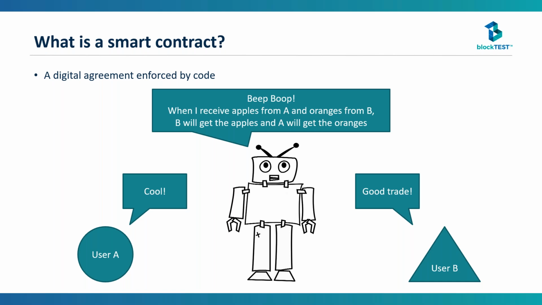And you don't have to risk that the middleman, or the code in this case, runs away with all your goods. And here you can see the robot says, when I receive apples from A and oranges from B, B would get the apples and A would get the oranges. So both users are happy and they don't have to find a middleman to solve this issue.